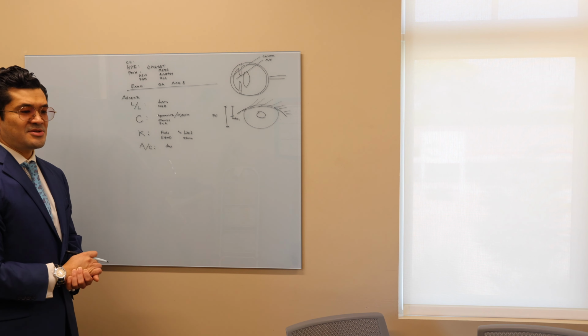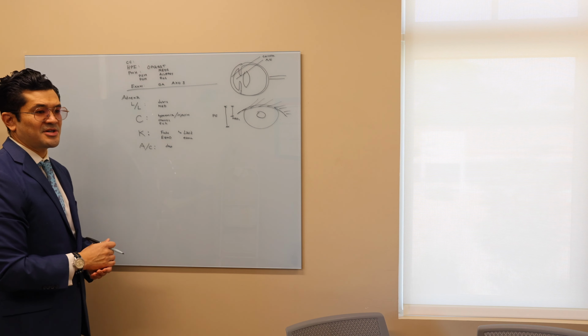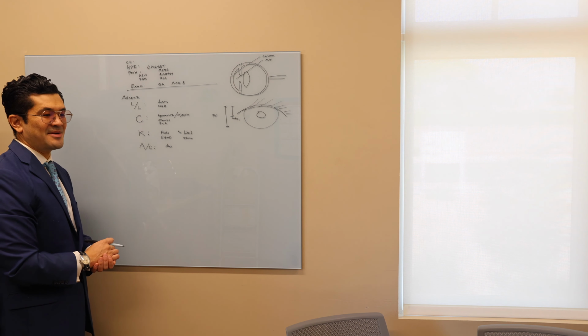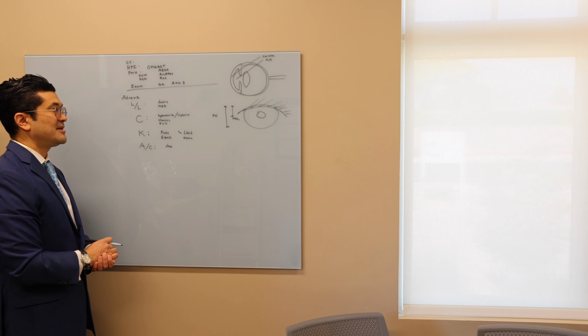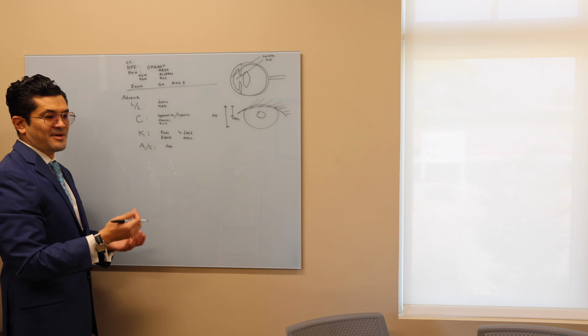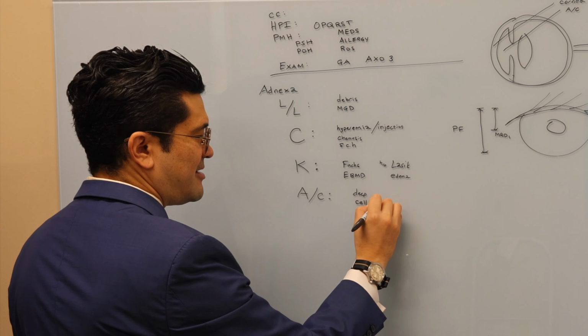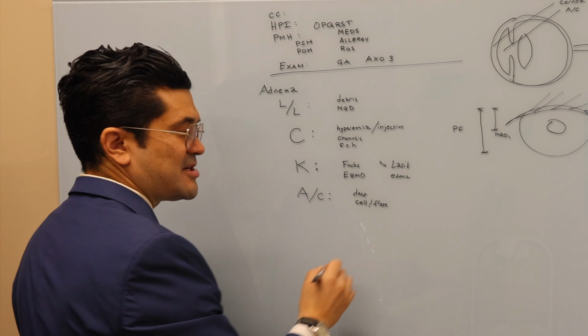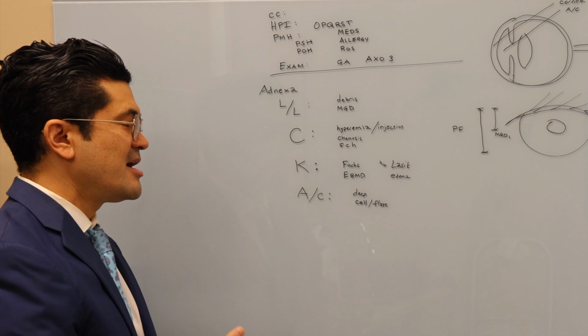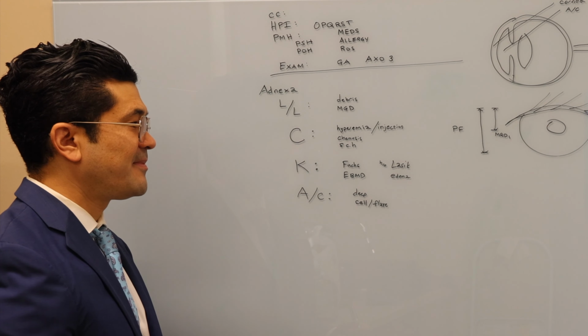And you also want to evaluate, which is the next question, is there anything inside the chamber that we need to document? This would be inflammation. This is like your cell and flare, such as after cataract surgery. What's the grading of cell and flare?